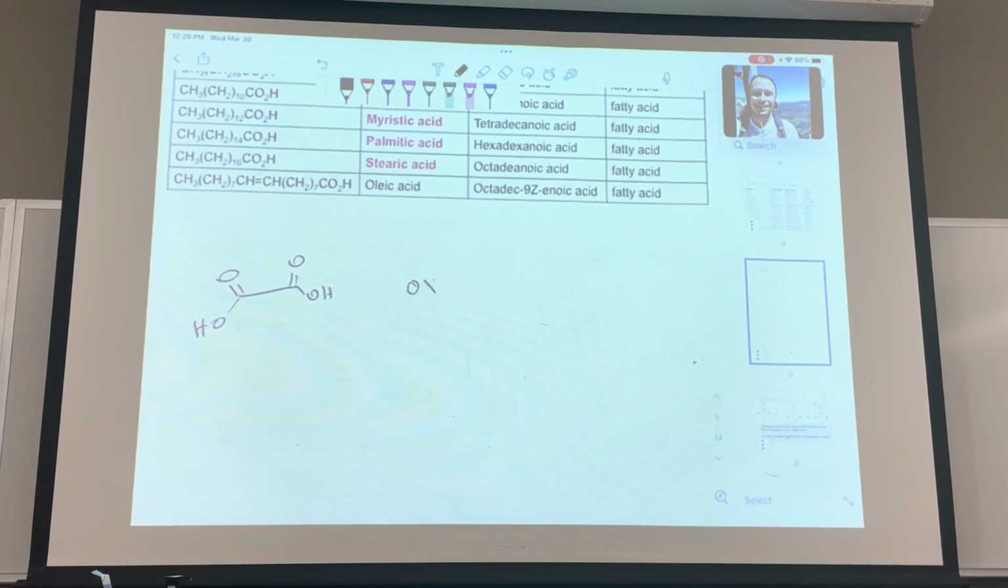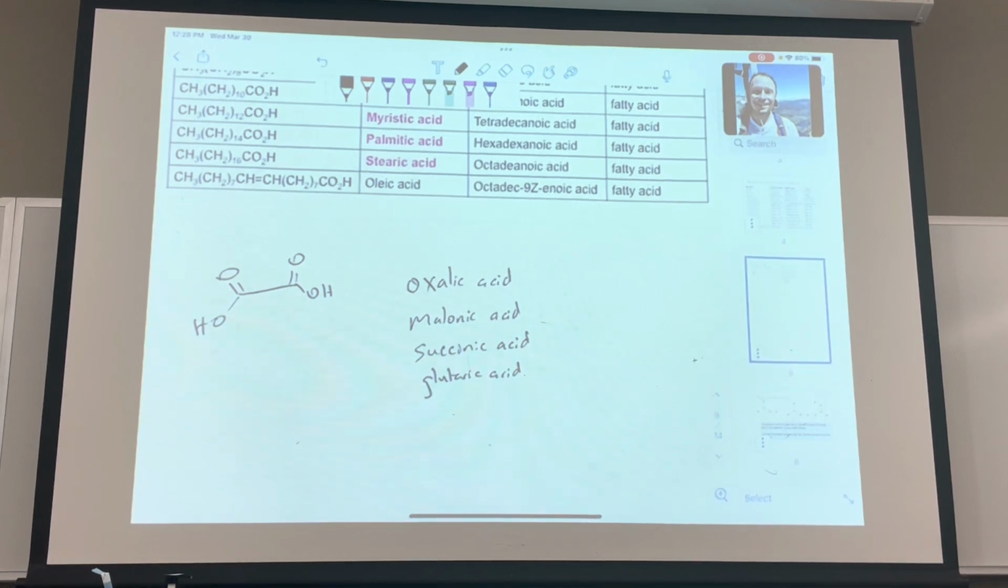Instead, you would call this oxalic acid. And there's a whole series of them. That would be the 2-carbon, the 3-carbon is malonic acid, succinic acid, glutaric acid. Do you want us to memorize these? No. Again, you'll need to learn these for biochem because they're also pretty important for a lot of the metabolic cycles, but you don't need to know it for this class.